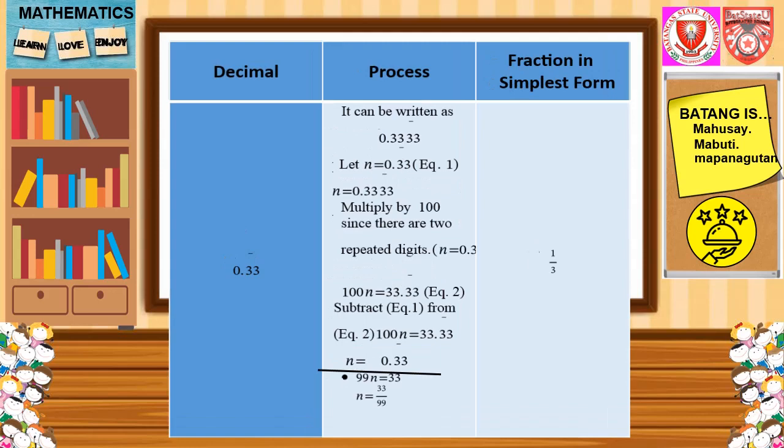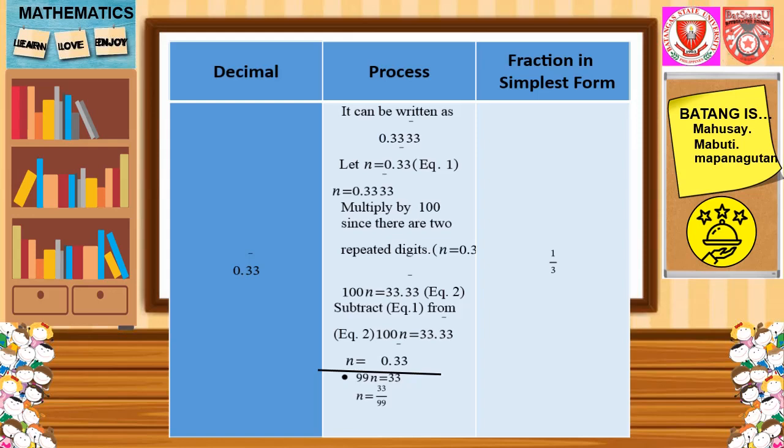Another example, we have 0.33 bar. It can be written as 0.3333 bar. Let n equal 0.33 bar, which is our equation 1. Then we're going to multiply by 100 since there are two repeated digits. So 100n is equal to 33.33 bar. That will be equation 2.